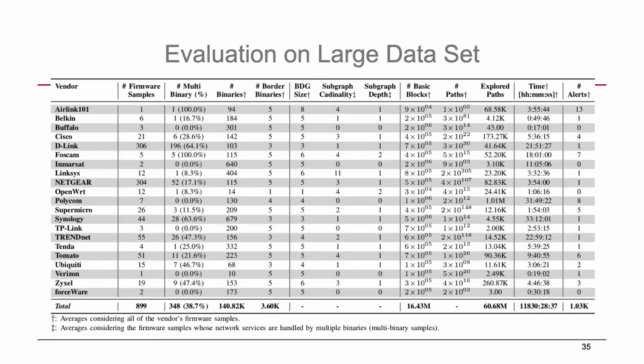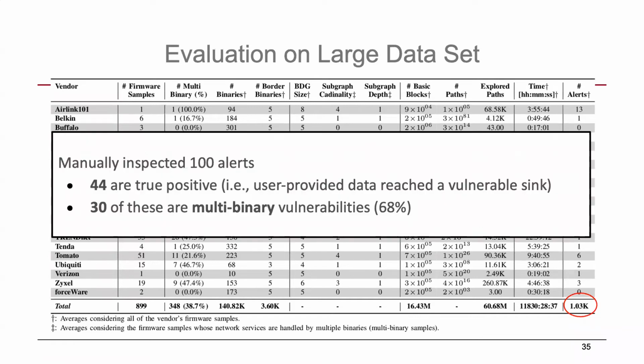And similar things held for the large binaries. You can see, just the numbers are bigger. It's 900 binaries. So again, in this case, half had multi-binary data flows, and we had a total of 140,000 binaries and we found about 1,000 alerts. So 1,000 alerts were produced among these binaries. Here, we did not look at all 1,000 of them. We just manually inspected 100 alerts, and 44 of them were true positives, and 30 of those 44 were multi-binary vulnerabilities. So again, about 2/3 multi-binary vulnerabilities, and you have true positive rates of about 44% to 65%. So a good number of reports are actually true alerts.